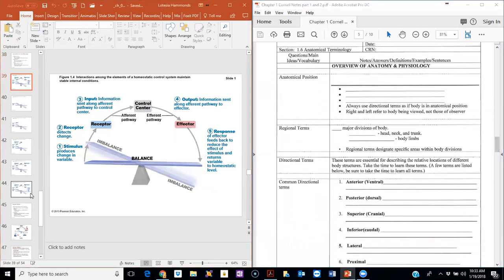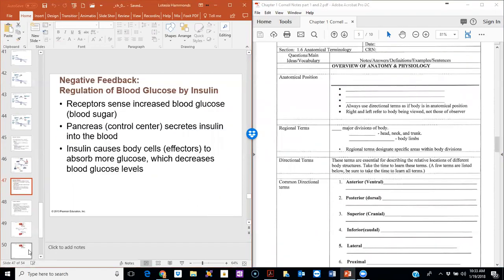We did already discuss the anatomical position. Let me get to the next set of notes, if you'll hold on just a moment.